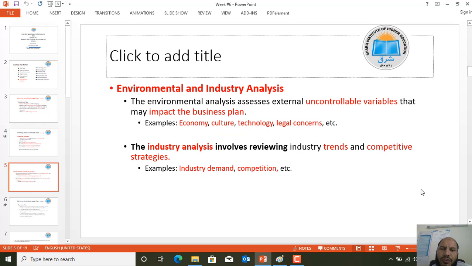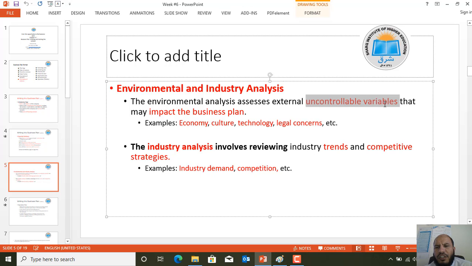We also discussed that we should study the environment and the industry where we are working. In environmental analysis, we discussed that we should study the uncontrollable variables. These uncontrollable variables are the economic condition of the country, cultural factors, technological factors, and legal factors. We discussed this in detail in our earlier video. So these all will impact the business plan of the company. That's why we should study it, and we should find ways, for example, to cope with it. At the same time, we should analyze the industry.